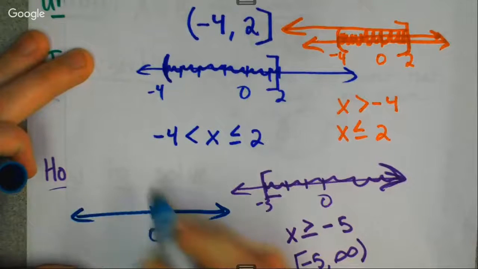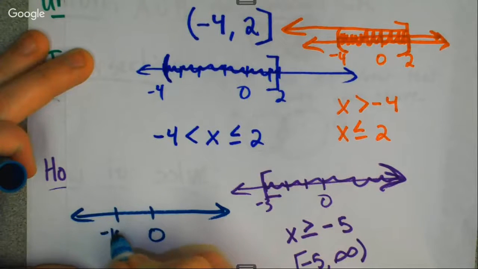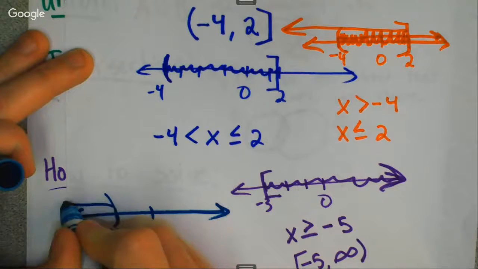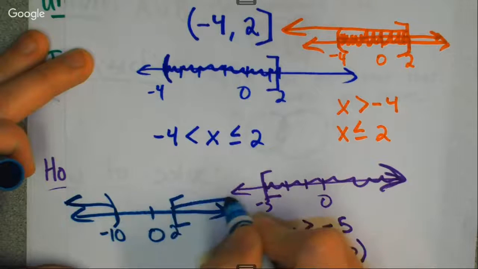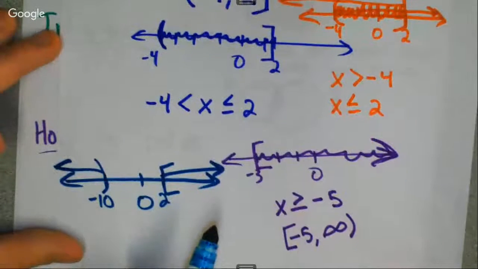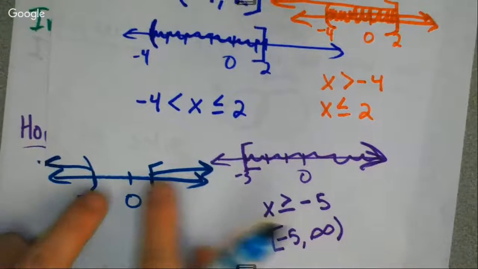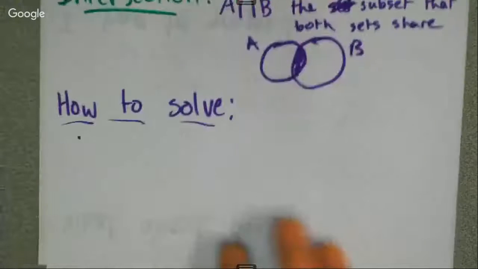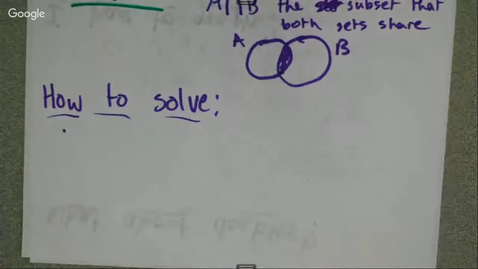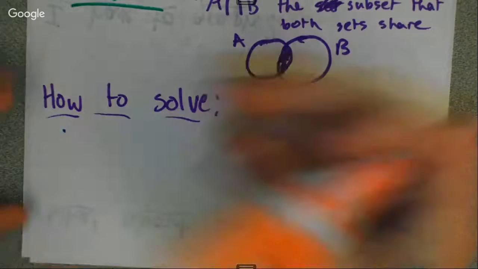Here's 0. We'll do -10, and maybe I go this way, and then this is 2, and I go this way. Okay, in that case, it would be a union because they don't overlap. So we want all those possible solutions. Okay, how do I solve these linear inequalities? So you'll do it just like linear equations.